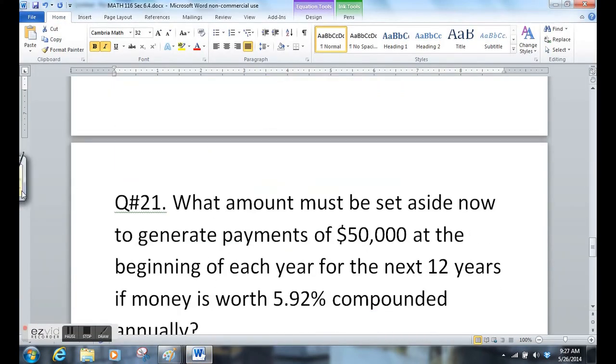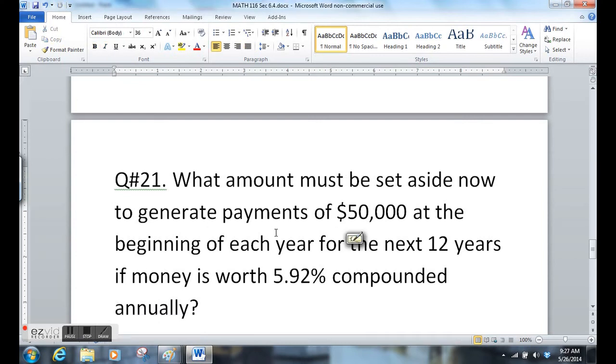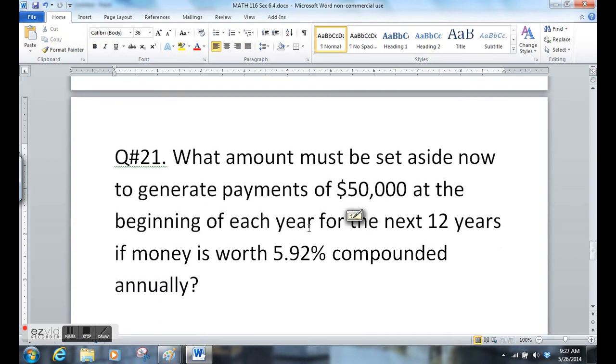Okay, one last question. If we have ordinary annuities, yes, you have annuities due. This is question 21. What amount needs to be set aside now to generate payments of $50,000 at the beginning of each year for the next 12 years if the money is worth 5.92% compounded annually? Okay, beginning of each year.